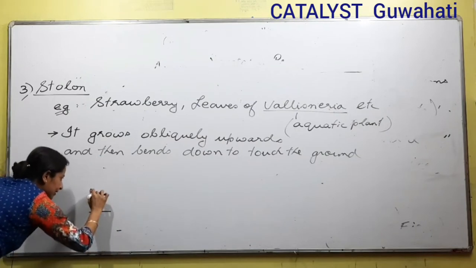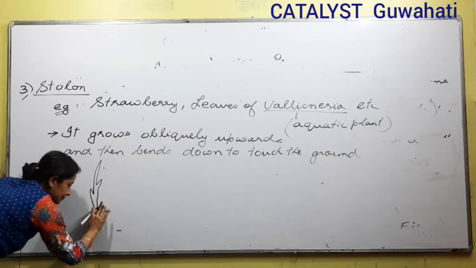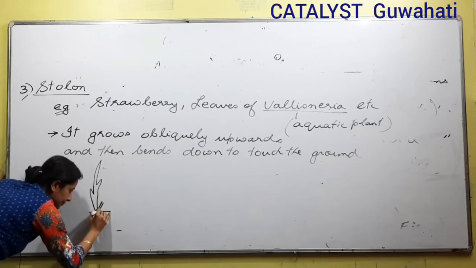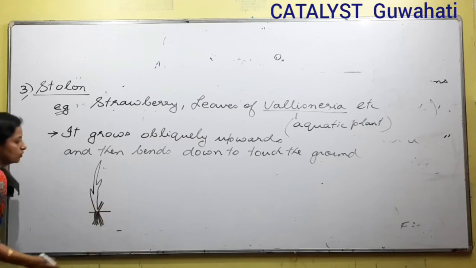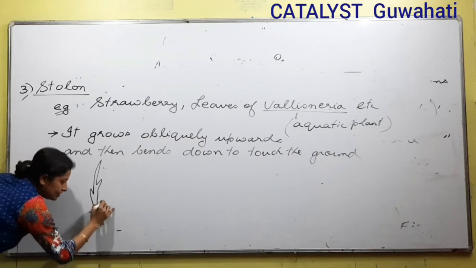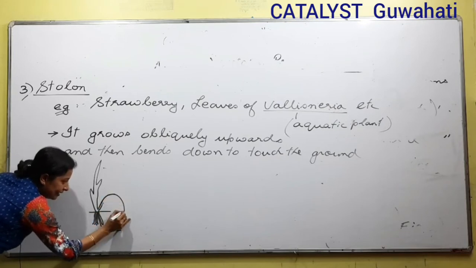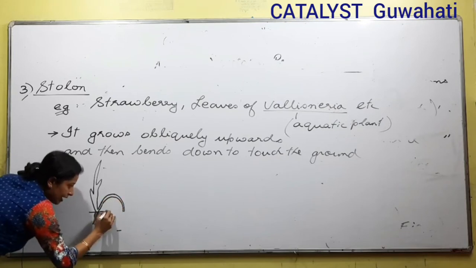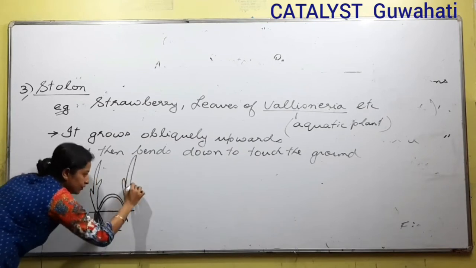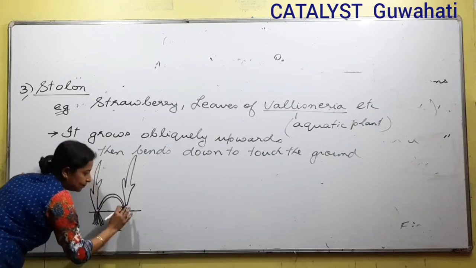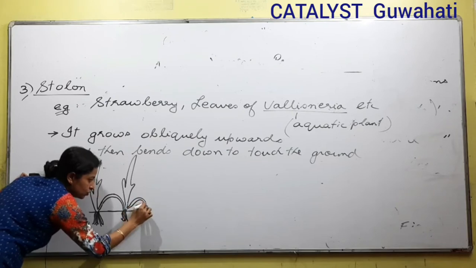If you are talking about a plant like this, suppose, and this is the basal stem of the stolon. What does the stolon do? This type of stem has the characteristic that it grows obliquely upward and then it bends downwards. The portion that touches the soil will start rooting, and a new plant will form behind it. So this is the characteristic of a stolon.